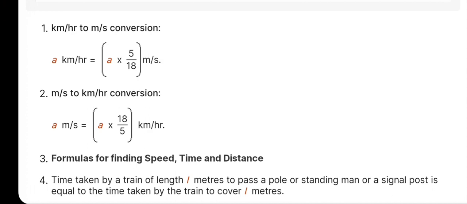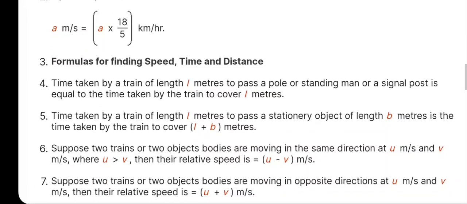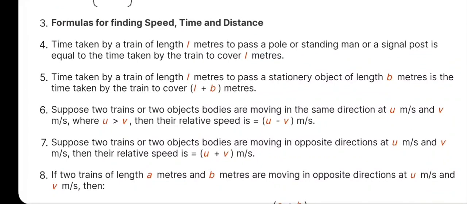So here we discuss unit conversion: from kilometer per hour to meter per second, multiply by 5 by 18, and vice versa in case of meter per second to kilometer per hour. Next we discuss some important points. The time taken by a train of length L meters for passing a pole or standing man or signal post is equal to the time taken by the train to cover L meters. Then the next point is the time taken by a train of length L meters to pass a stationary object of length B meters. Then the time taken by the train is to cover L plus B meters.